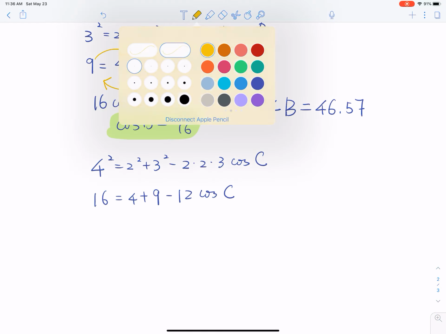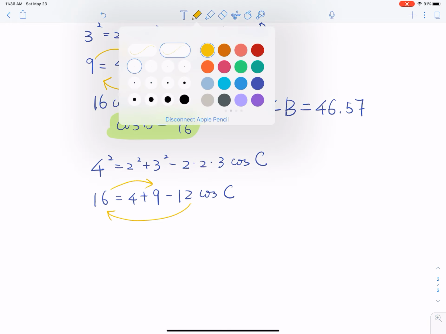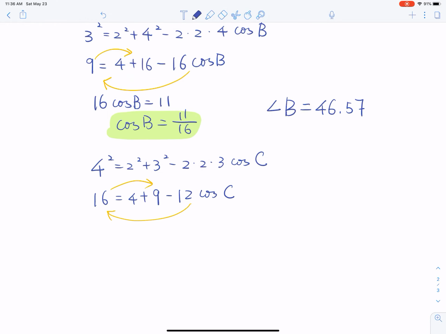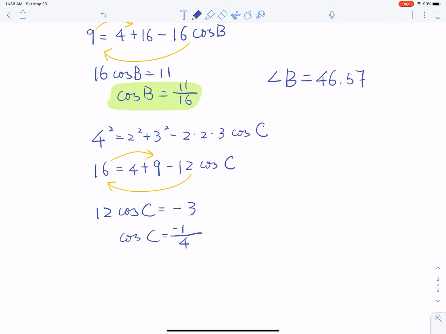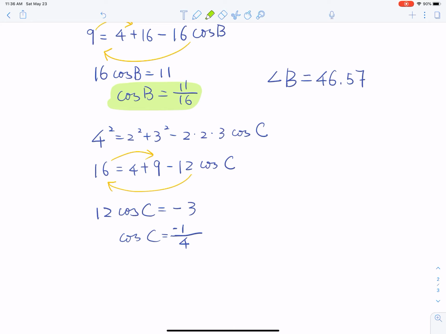So move it around. This time we get a bizarre number. So 12 cosine C equal to negative 3. Cosine C equal to negative 1 over 4. It's very negative. How do I pronounce it? Anyway, you know what? I have trouble with pronunciation sometimes.